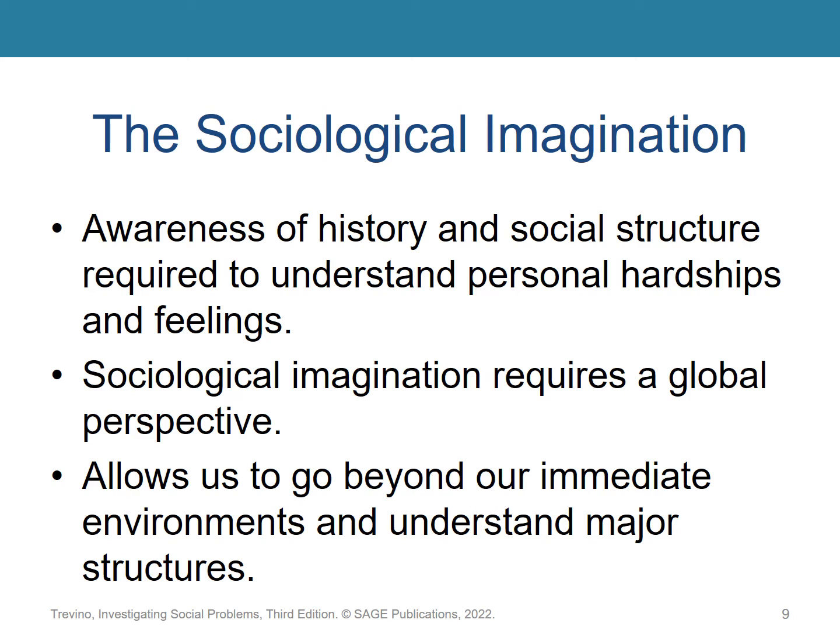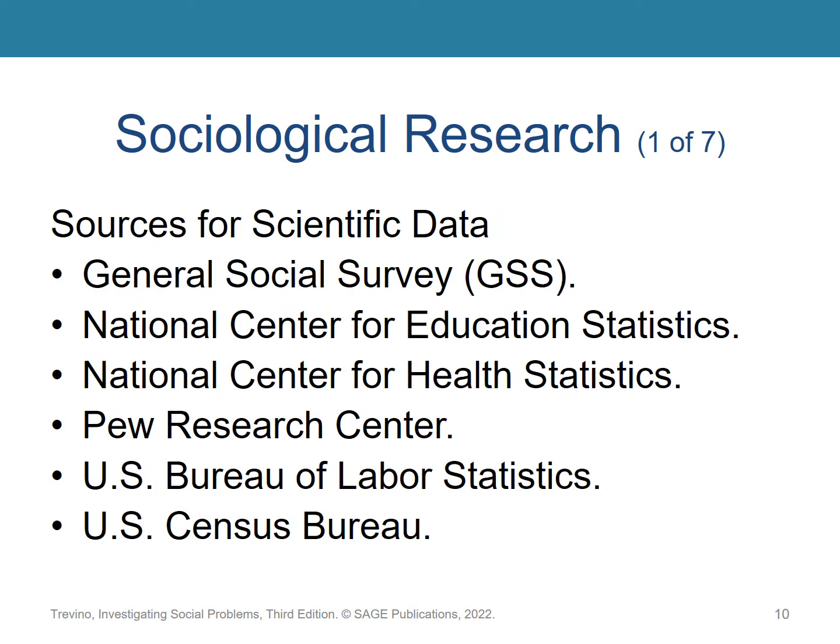The sociological imagination is the awareness of history and social structure required to understand personal hardships and feelings. Sociological imagination requires a global perspective and allows us to go beyond our immediate environments and understand major structures. It's very systemic, it's large scale, a very macro level, very systemic.